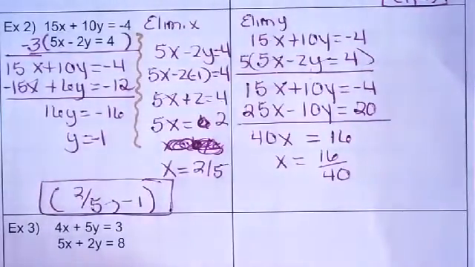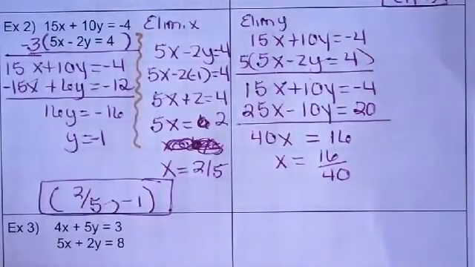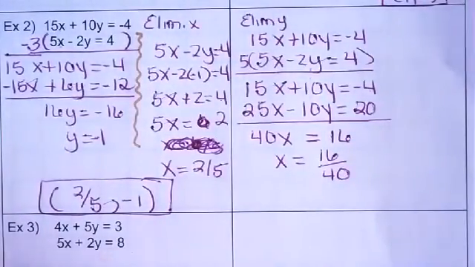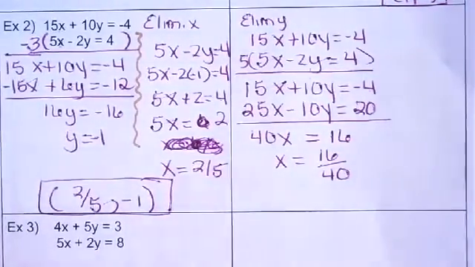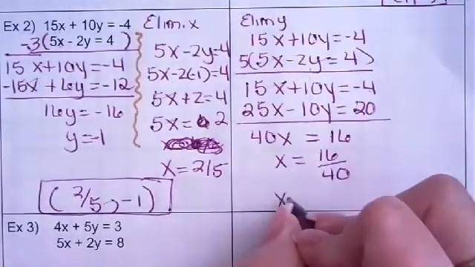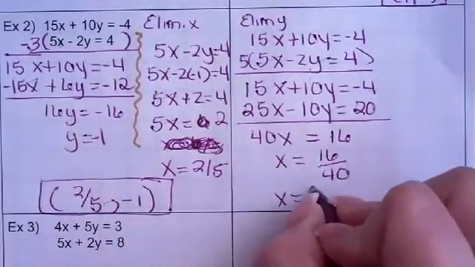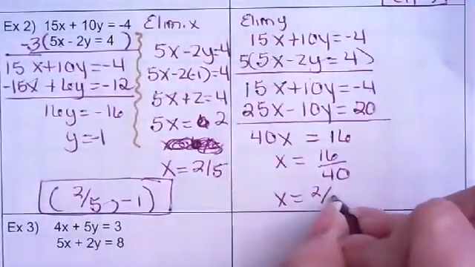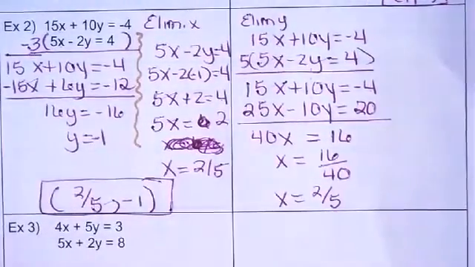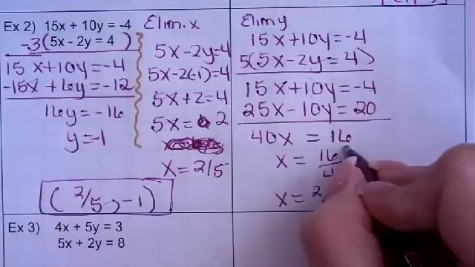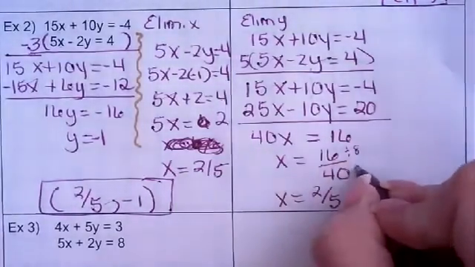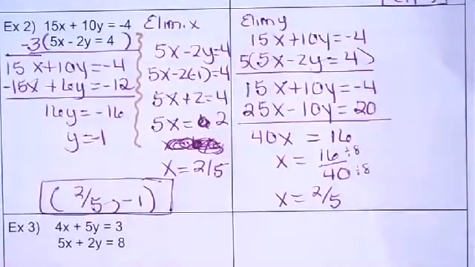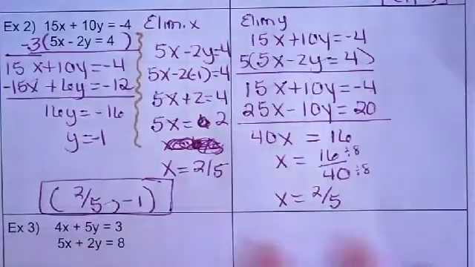Okay, now I'm not through that because 16 over 40 is simplifiable. Okay, because 16 and 40 are both multiples of 8. That means 16 divided by 8 is 2. 40 divided by 8 is 5. So x is 2/5. Okay, and if you remember what we did here, 8 is the greatest common factor, so we divide them both by 8 to simplify our fraction.